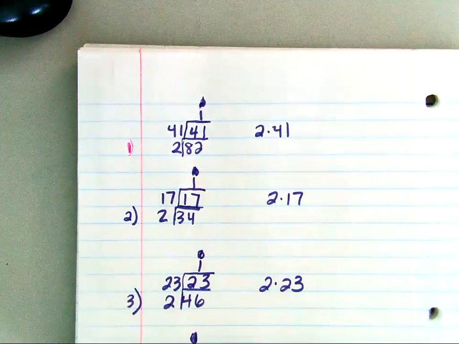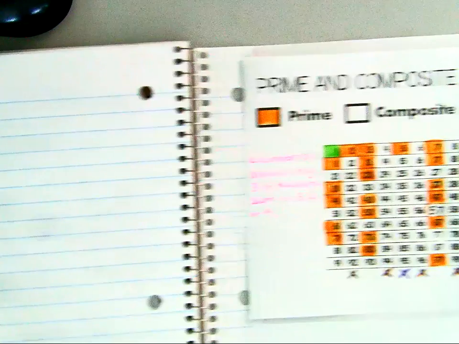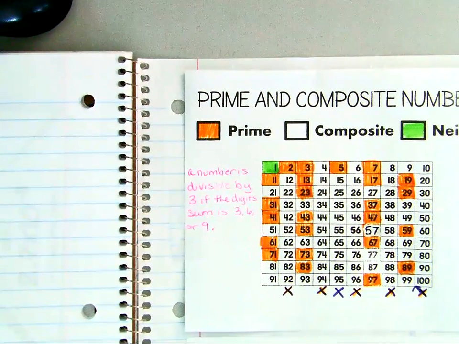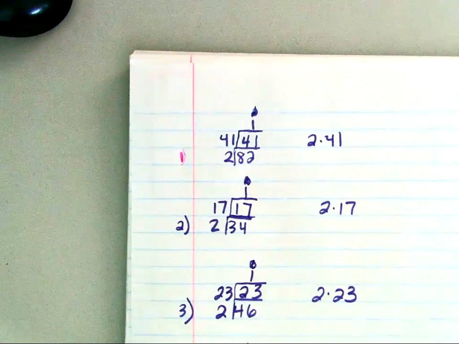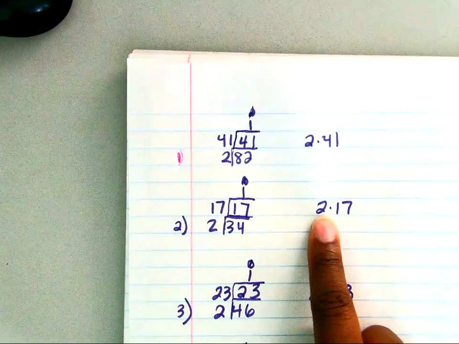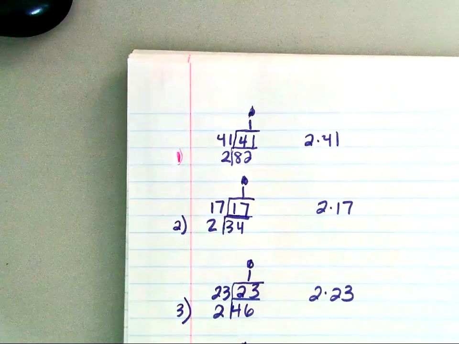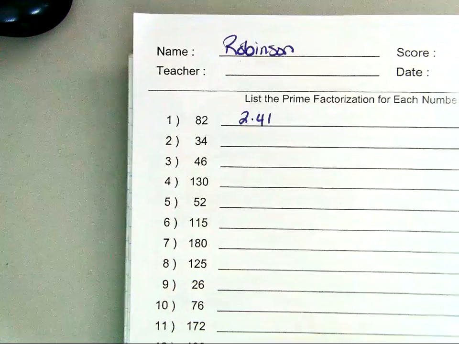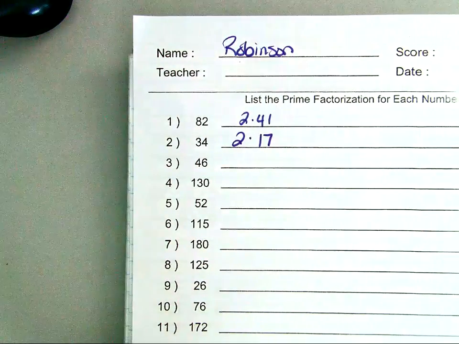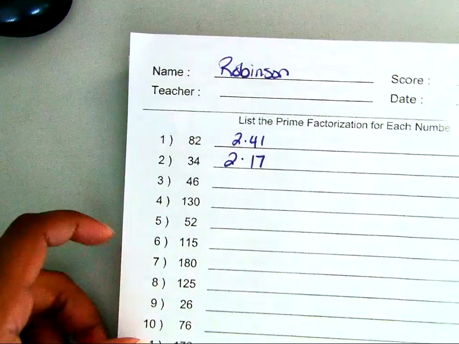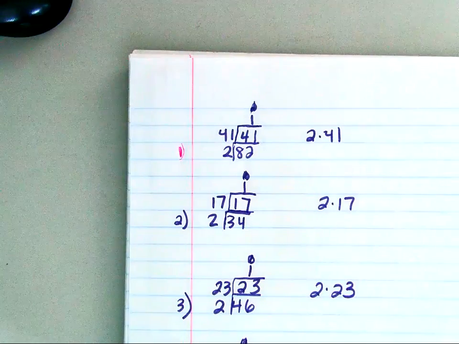I'm going to check my prime factorization list to see if 17 is on there. 17 is on there. I'm going to use that to divide. 17 divided by 17 is 1. Birthday cake. So my prime factorization is 2 times 17. So on the homework, I would write 2 times 17. The paper that you're using to do your work, I would like that attached to this homework.